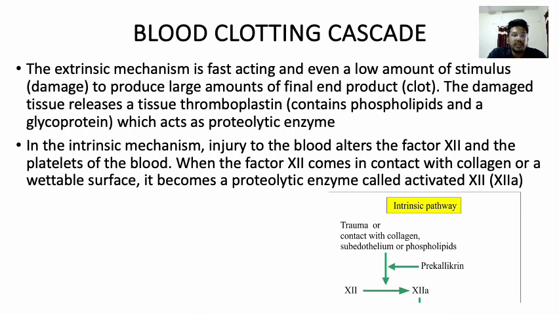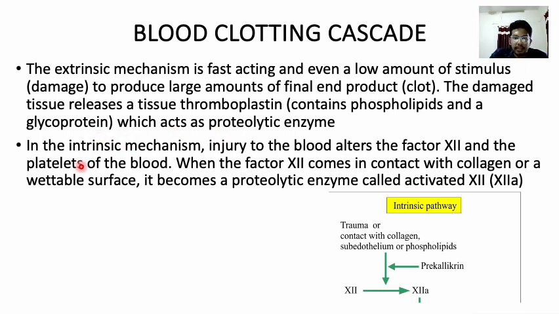If you compare the intrinsic and the extrinsic pathway, the extrinsic pathway will always be faster because there is an involvement of the tissue factor as well, and even a small amount of stimulus can produce a large amount of the final end product, the clot. The damaged tissue releases the tissue thromboplastin. Tissue thromboplastin is not a single thing. It is composed of phospholipids and glycoprotein, which acts as the proteolytic enzyme.